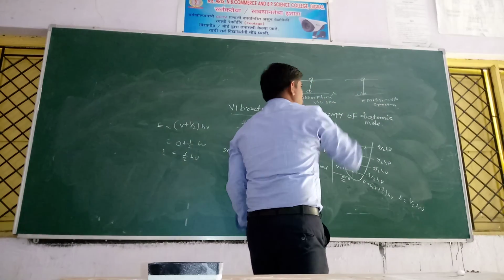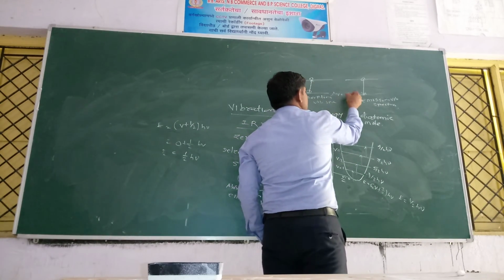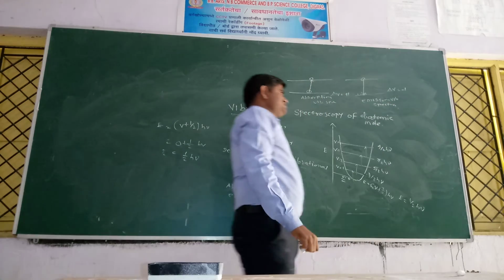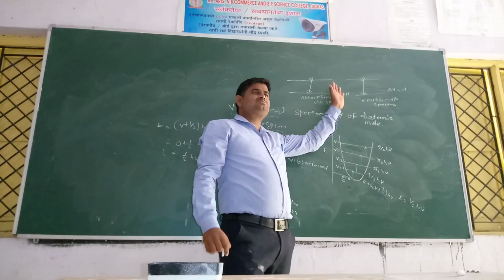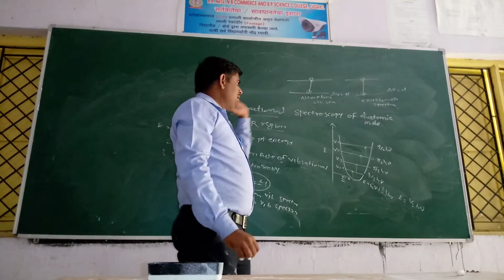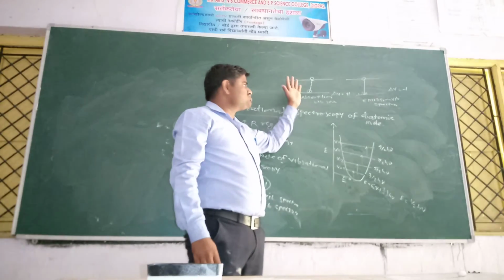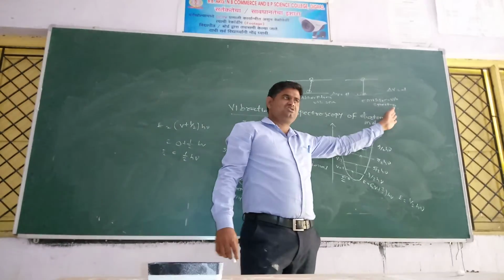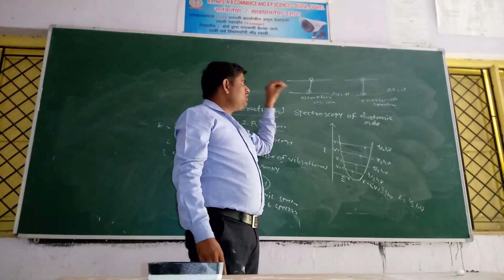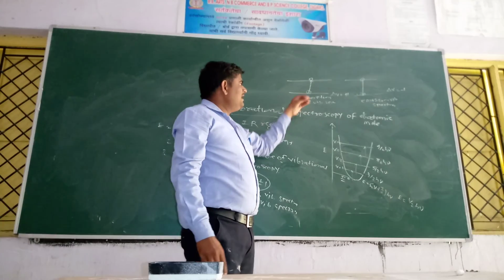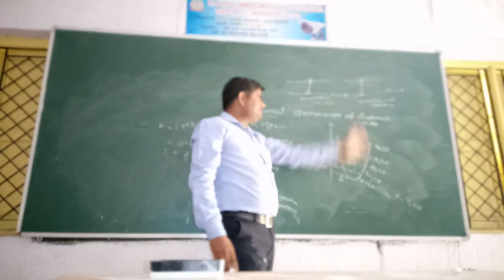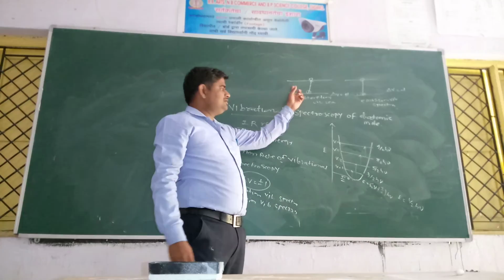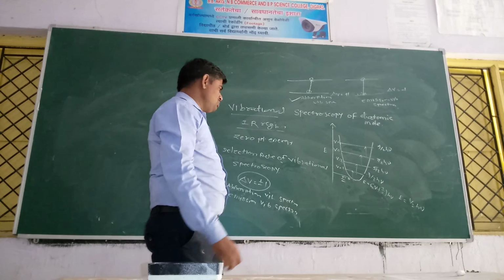The selection rule for absorption spectra is delta v is equal to +1. Selection rule for emission spectra is delta v is equal to -1. But in diatomic vibrational spectroscopy, more focus is on absorption vibrational spectroscopy, not emission, because the molecule absorbs some energy and goes to the higher excited state. That's why absorption vibrational spectra is more important than emission spectroscopy.